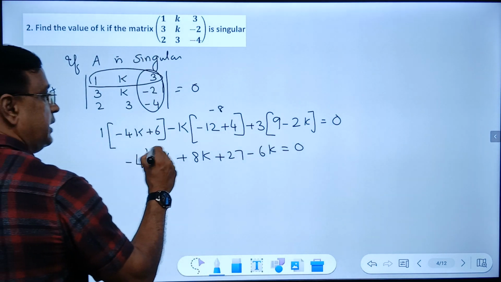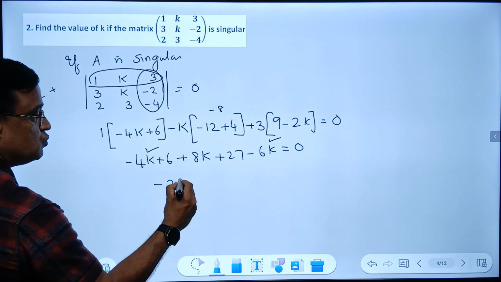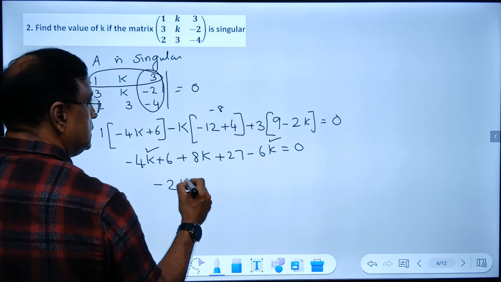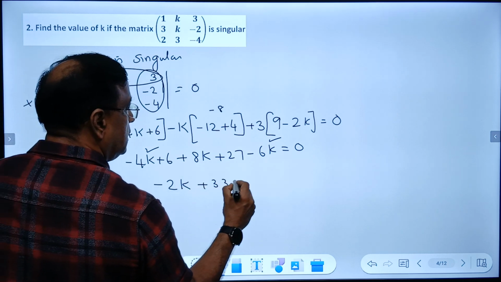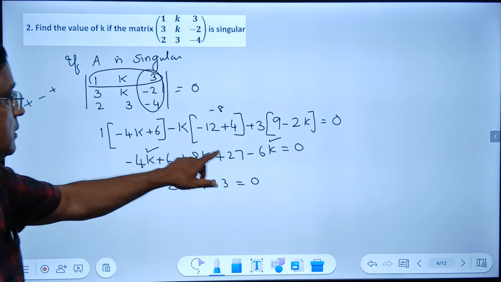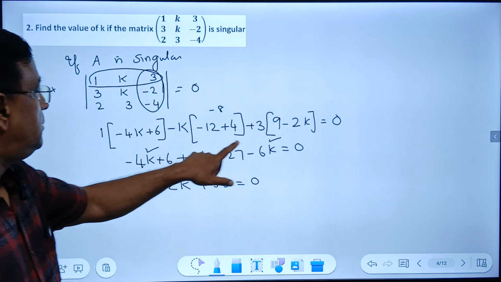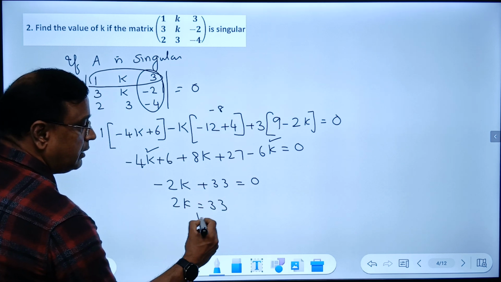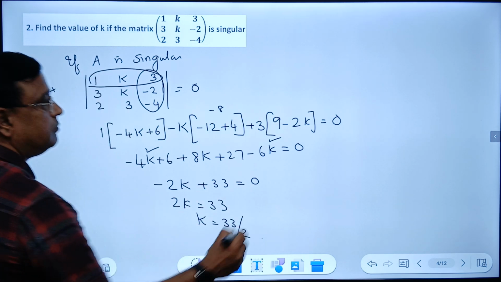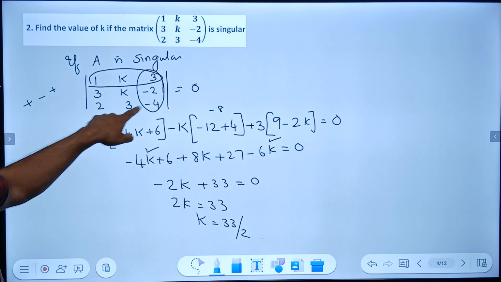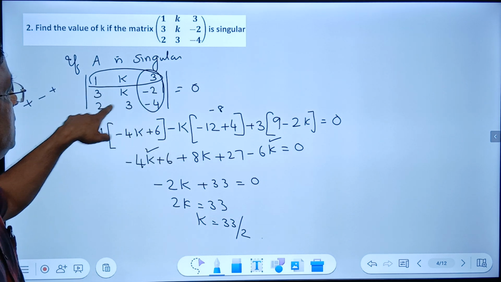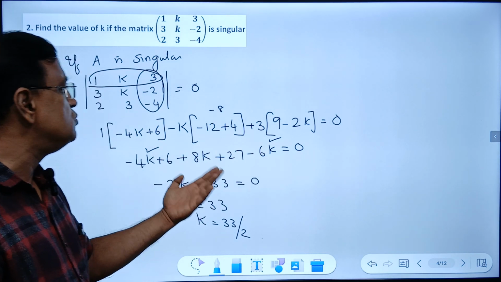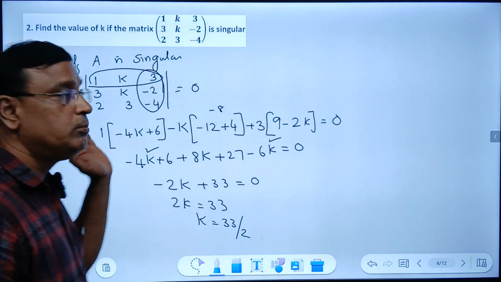Now we need to simplify this. Minus 10k plus 8k will be minus 2k, and the constant is 33, right? Plus 33 equal to 0. I hope my calculation is right. Therefore 2k equal to 33, k equal to 33 by 2. Very simple. Just expand the determinant: minus 4k plus 6, minus k into minus 12 plus 4, 3 into 9 minus 2k. And just normal simplification, you should get the answer. I hope this is clear.